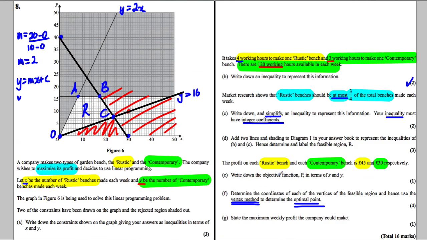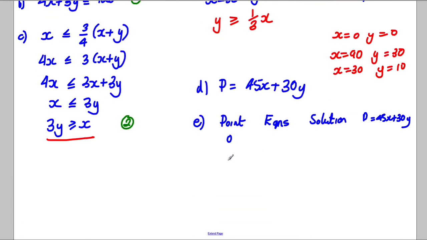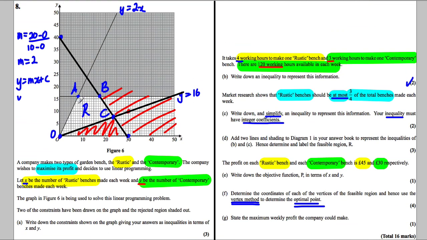The next points I said were A, B, and C. So we've got A, B, and C. Now at the origin, we know the solution is 0, 0 there, and the profit would therefore be 0. That's an easy one. Now, what about point A?